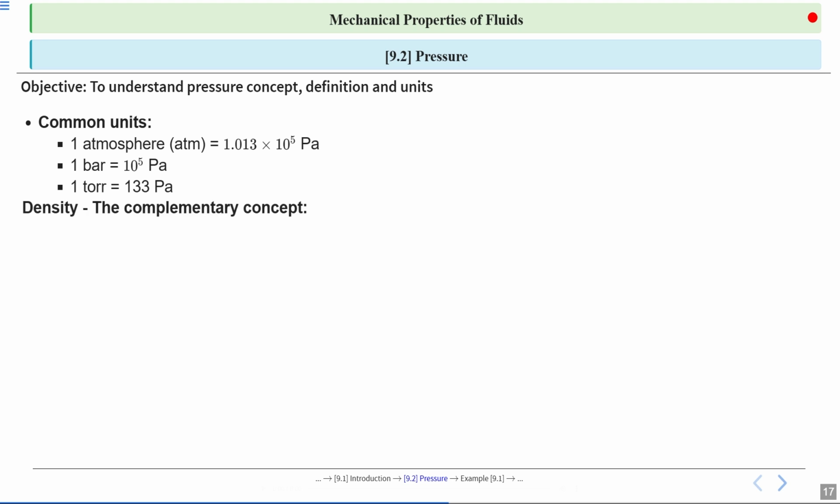Now let's shift our focus to understand an important concept, density. Density is a complementary concept to pressure and helps us understand how mass is distributed in a fluid. So for a fluid, density is defined as the mass of the fluid divided by the volume it occupies. This relationship is fundamental in fluid mechanics and helps us predict how fluids will react under various conditions.